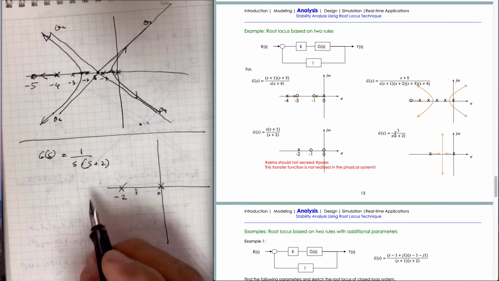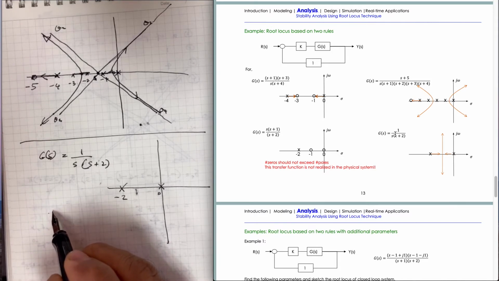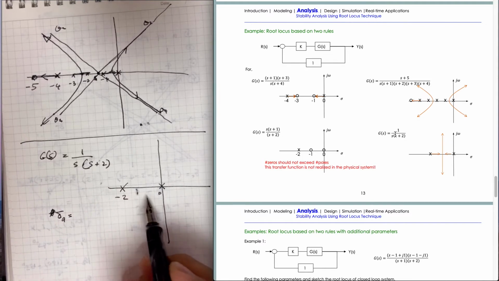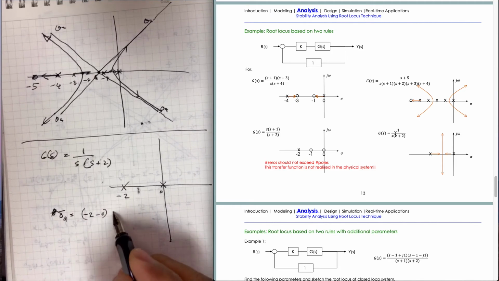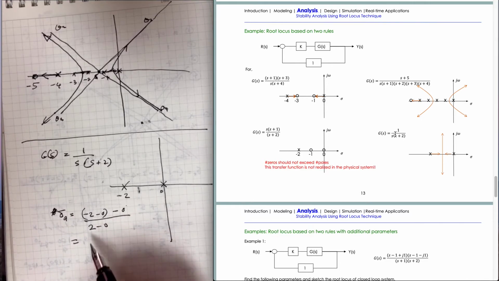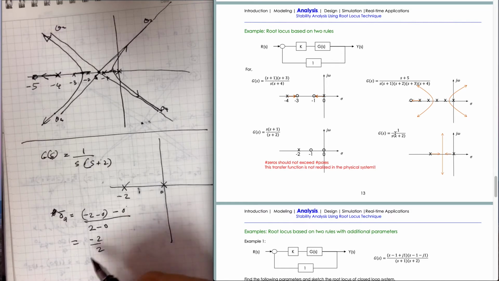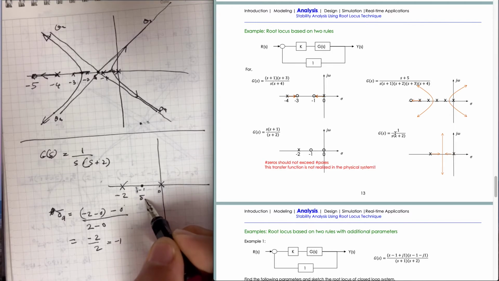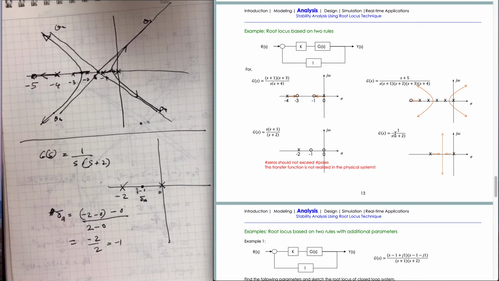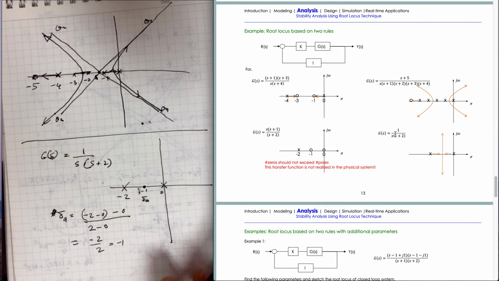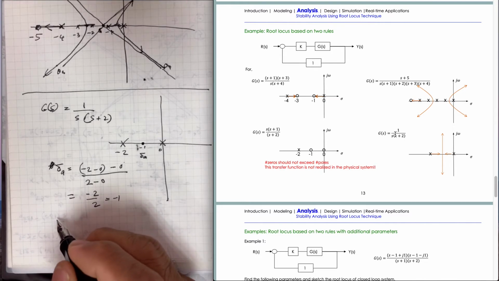but we need to know the directions. First, we need to find the real asymptote point, equal to minus 2 minus 0 minus 0, divided by 2 minus 0, right? So that's minus 2 over 2, minus 1. So that is the point minus 1, which is our real intercept of the asymptotes, right? And then we need to find the angle theta asymptotes.